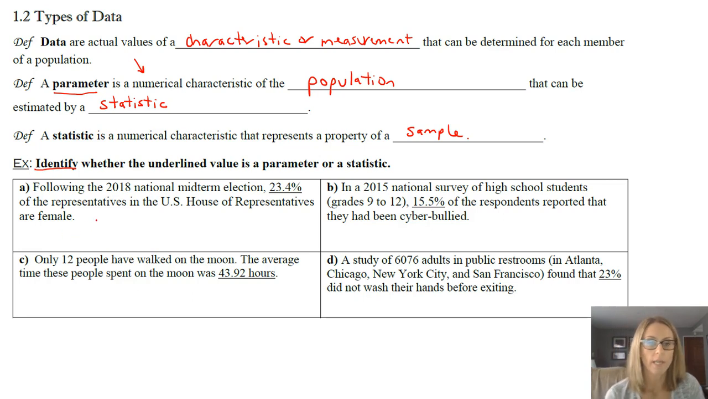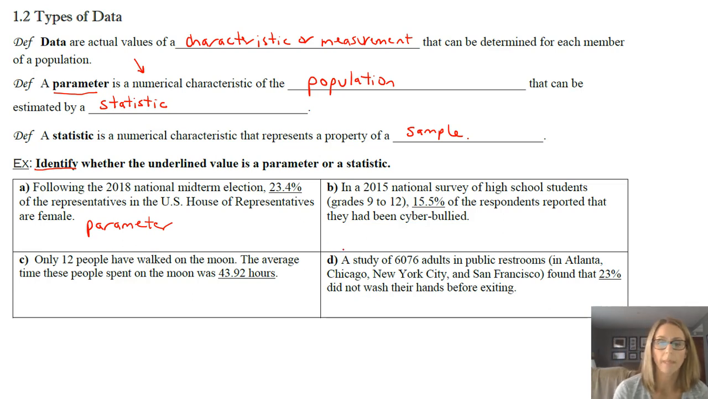So for A, we're talking about the national midterm election, that's the US. It says 23.4% of the representatives in the US House of Representatives are female. So what we're doing there is we're looking at all the representatives in the US House of Representatives, and we're saying how many of them are female, and then creating a percentage of that. So the number of female over how many representatives there are, and then converting that into a percentage. Because of that, it is information all about a population. We know all the genders of the people of the US House of Representatives. So in that case, this is a parameter.